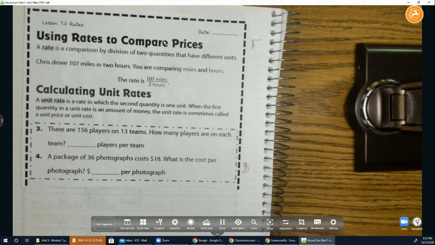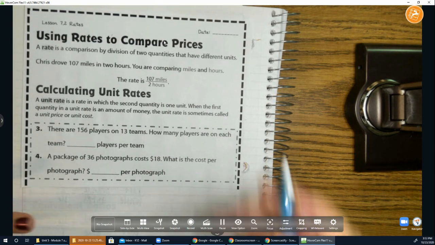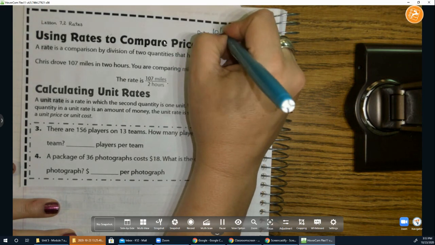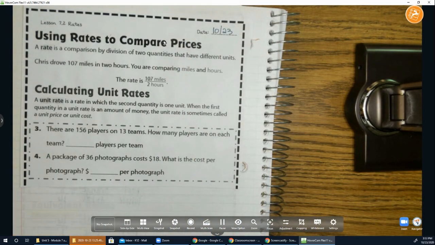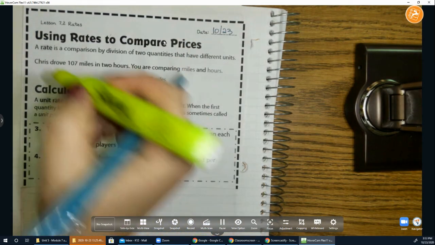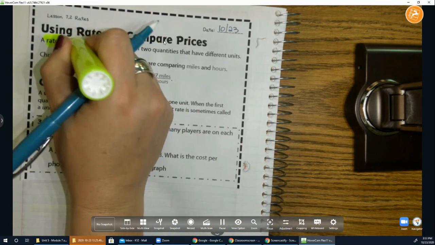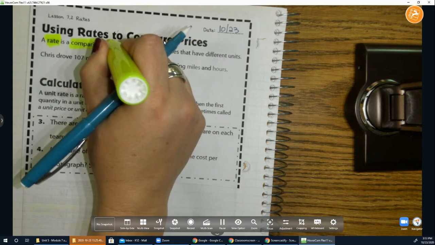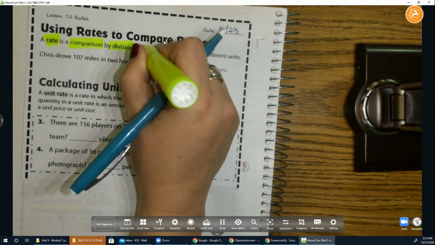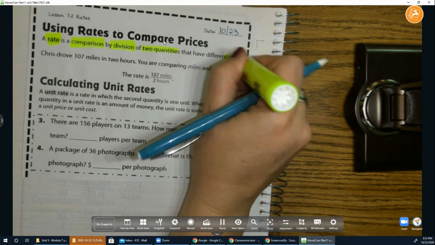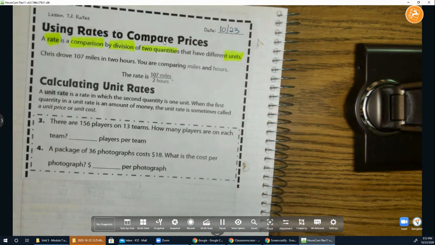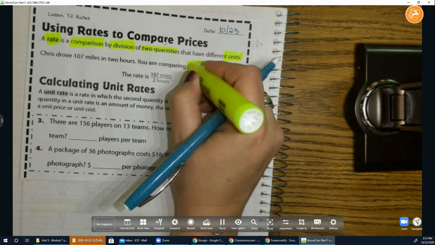Here we go. So today's 10/23. All day today it was 10/23. Okay. So a rate is a comparison. We're comparing things by division of two quantities that have different units. Okay. Chris drove 107 miles in 2 hours. So we're comparing miles and hours.